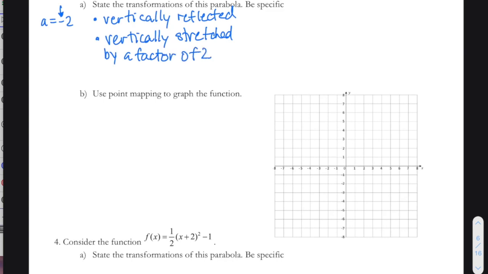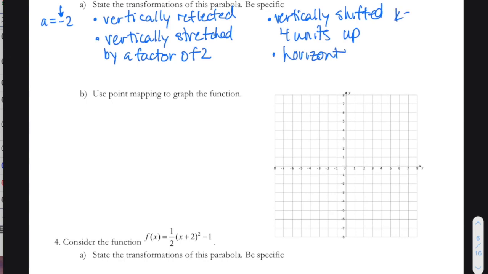Okay, I also know it's going to be vertically shifted 4 units up, and that's because k is +4, and horizontally shifted 1 unit. Did you say to the left? No, it's to the right, because I know that my h value is 1.